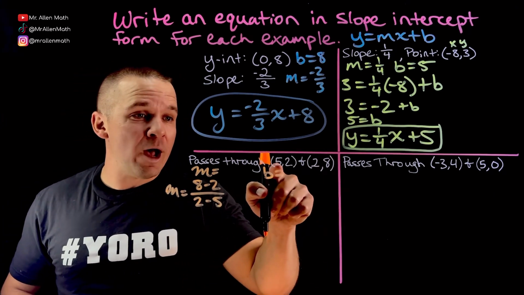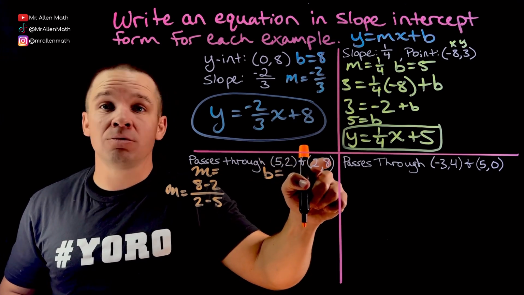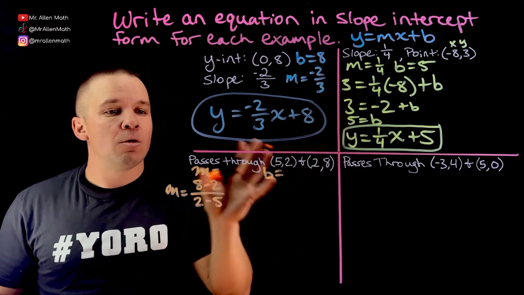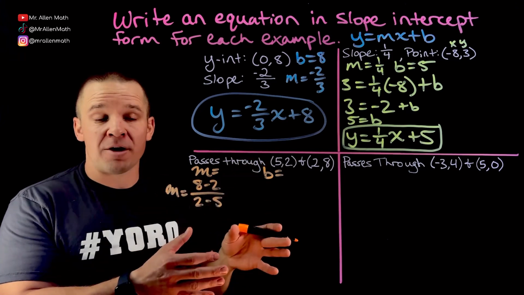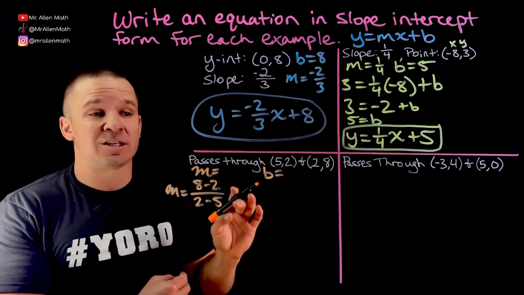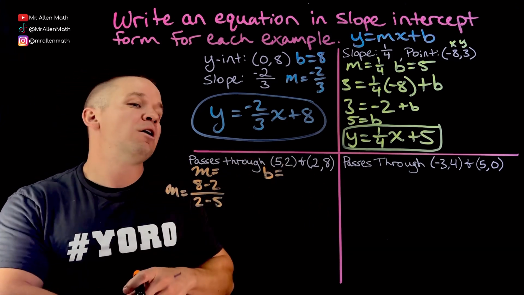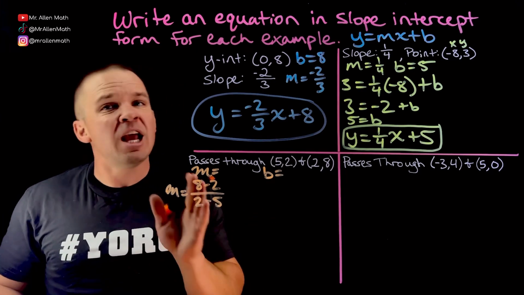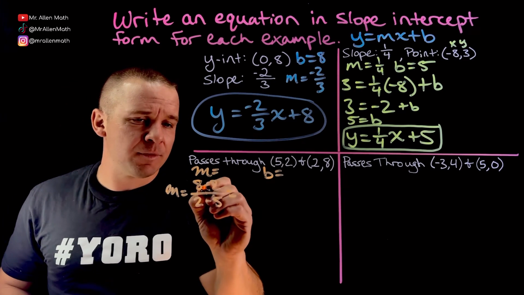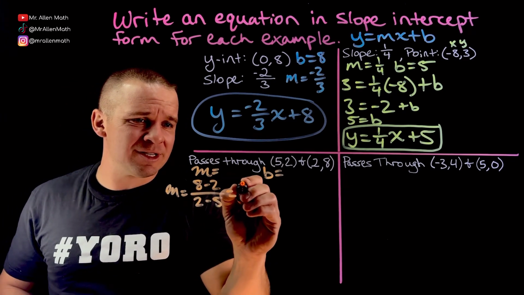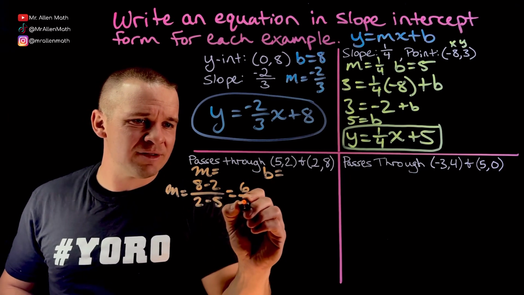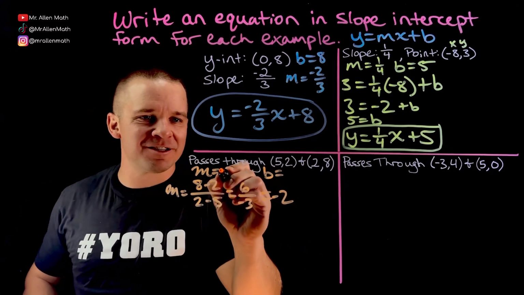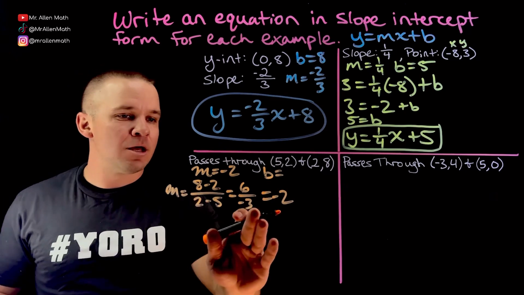It's like x1, y1, x2, y2. Cool? Plugging that in. If you don't remember how to find slope, I got other videos on slope as well. Perhaps I'll link them in here for some of that practice, okay? If I remember. Alrighty. Next up, we've got 8 minus 2 is 6. 2 minus 5 is negative 3, so it's negative 2. All right, so negative 2 is my slope.